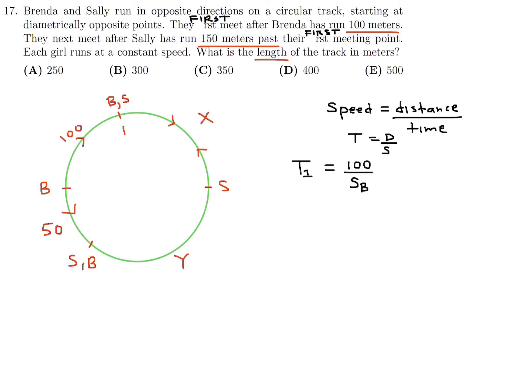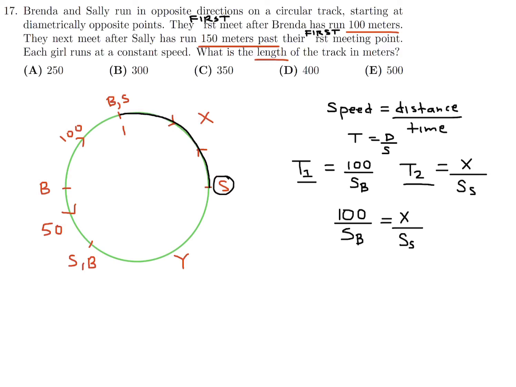And now let's look at Sally. Initially she was here, and she runs from here to here, like that. Her time, T2, is therefore her distance, which is x, divided by her speed, so speed of Sally. Now remember, T1 and T2 are equal because Brenda starts here, she goes here, and in the same amount of time, Sally starts here and ends up here. So those times are equal. And because those times are equal, we can set these equal to each other. 100 over SB is equal to X over SS.